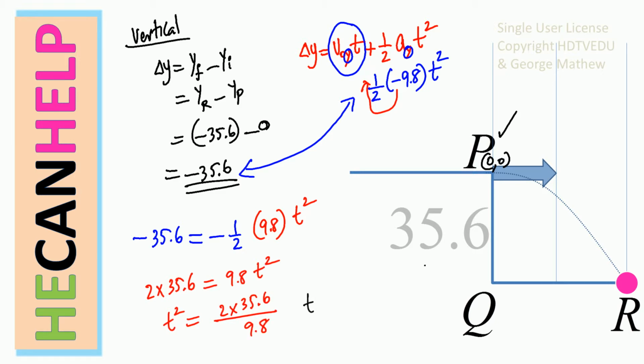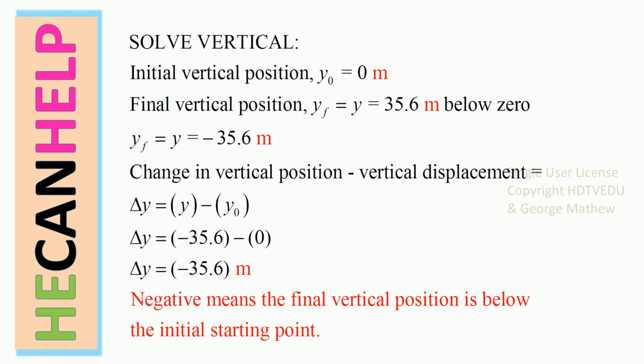How do we solve for time? Square root of 2 times 35.6, the whole thing divided by 9.8. Because of the t squared term, we will have a plus solution and a minus solution, but we ignore the negative solution. All right, so that's what I did here.